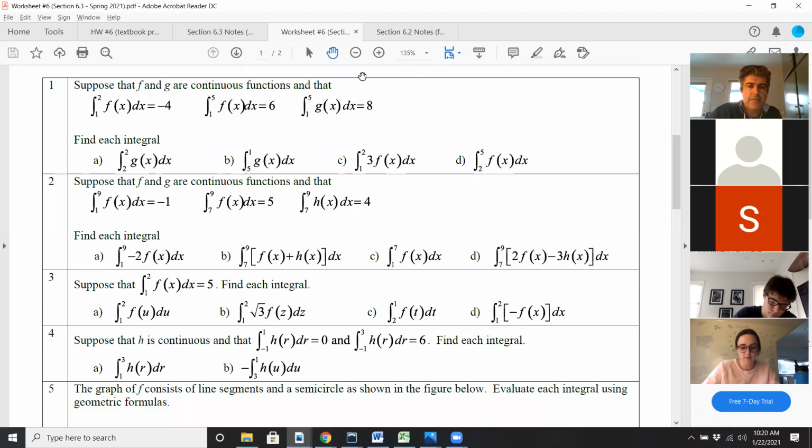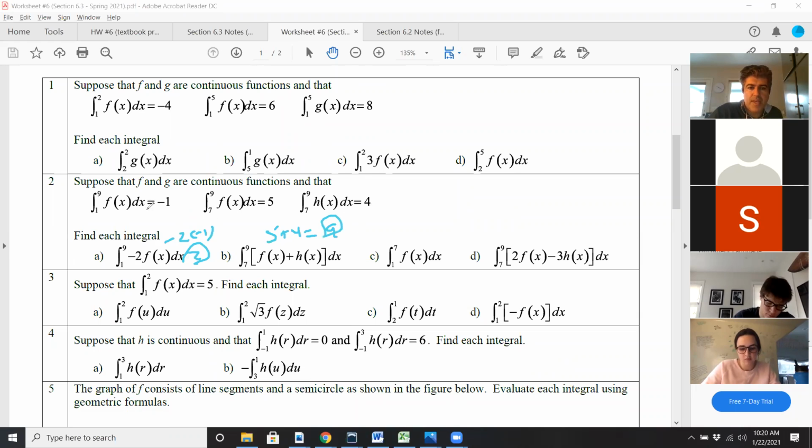So for number 3, really quickly, let me do this in light blue. You're going from 1 to 9, but there's a -2 there. So you're going to do -2 times -1. That's why it's just 2. For B, you're going from 7 to 9 of f and h. We have f and h separately. 5 plus 4, you get 9.